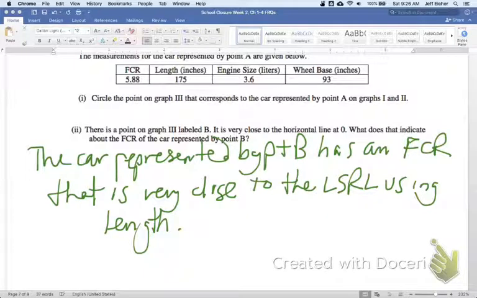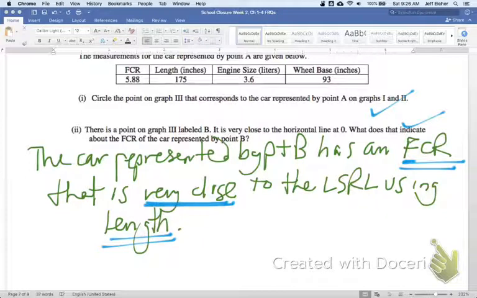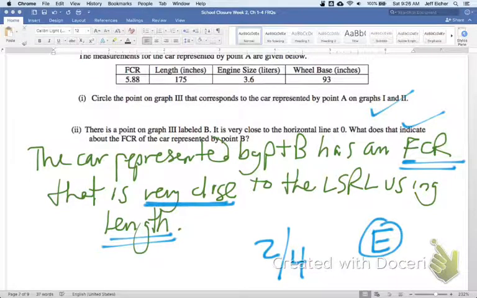So notice I've mentioned that it's very close. It has a small residual. It's slightly positive, slightly above the line. And notice I've mentioned the FCR and the length. So if you could get both part I and part II correct, then that would be essentially correct. If you got an E on the first and an E on the second, you'd be a 2 out of 4 on the investigative task, which is excellent. Let's look at part C.